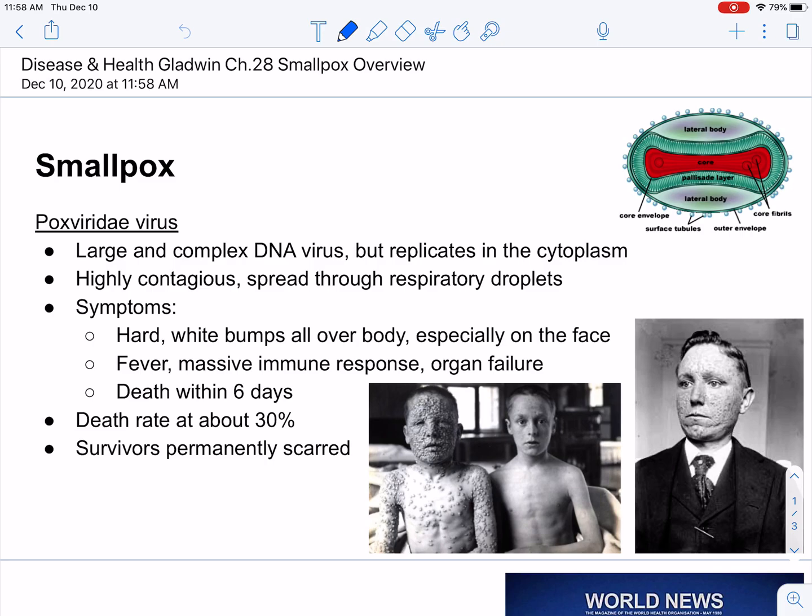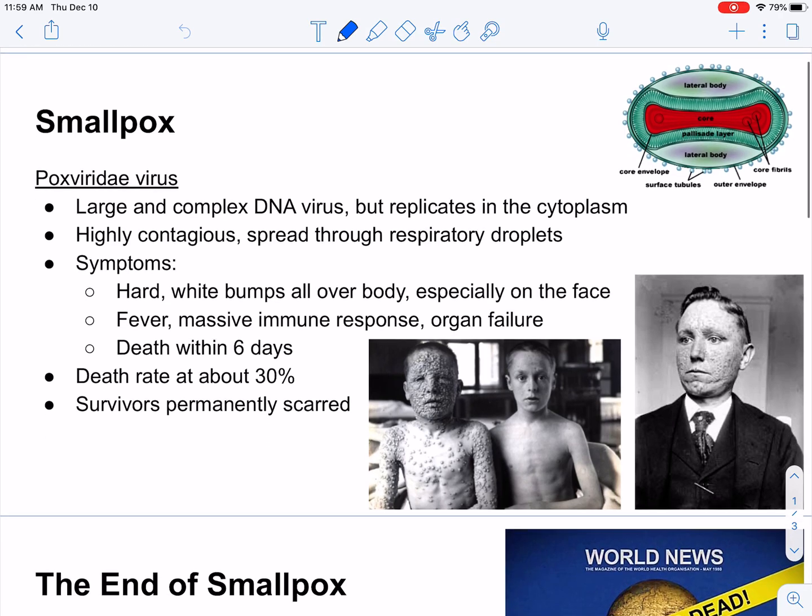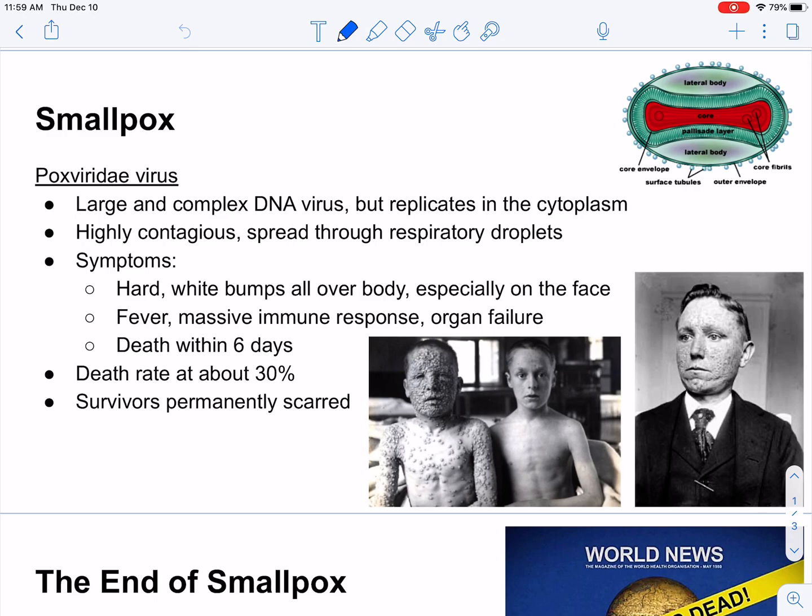Just going to use these two slides to quickly review the Gladwin Ch.28 content about smallpox. We've already touched on smallpox a few times in this course, but I want to get down to the actual virus. It is caused by what's called poxviridae viruses, which I believe is kind of a whole family. They're actually very large, very complex viruses, some of the largest, most complex ones you can find.